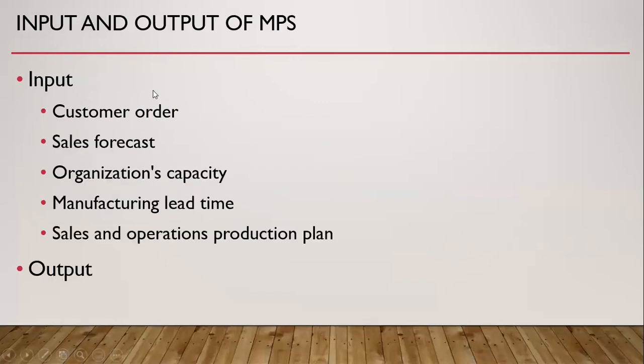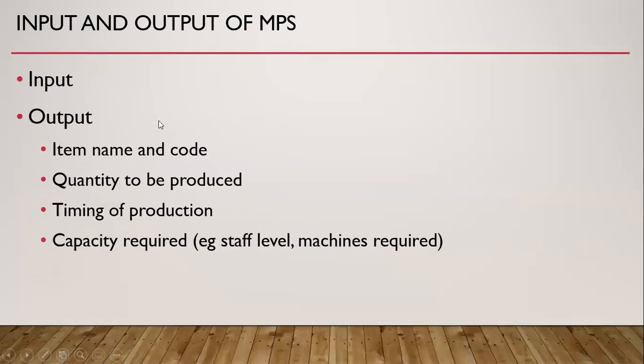So what are the input and outputs of master production schedule? Input of MPS include customer order, sales forecast, organization's capacity, manufacturing lead time, sales and operations production plan. So these are the inputs which are required to formulate the master production schedule. And what are the outputs of MPS? Outputs include item name and code, quantity of that item to be produced, the time of production, and the capacity required in terms of manpower requirement and machine requirement.